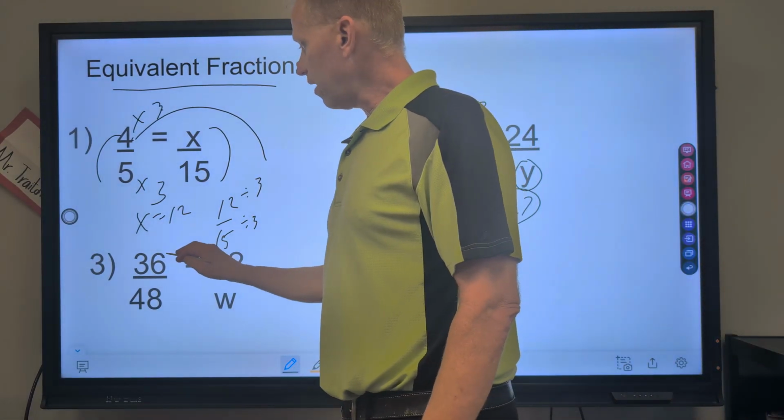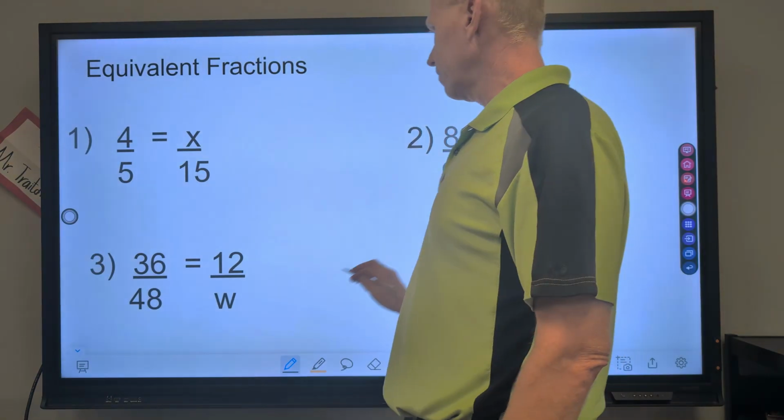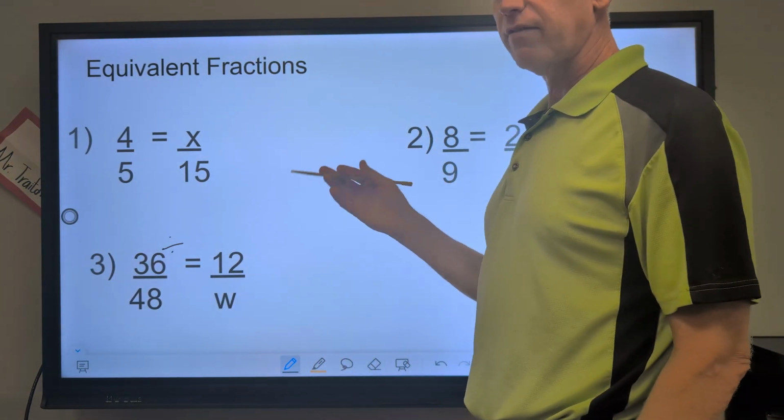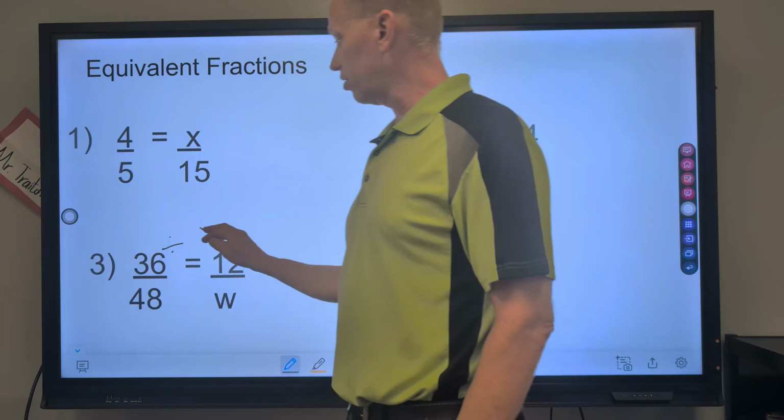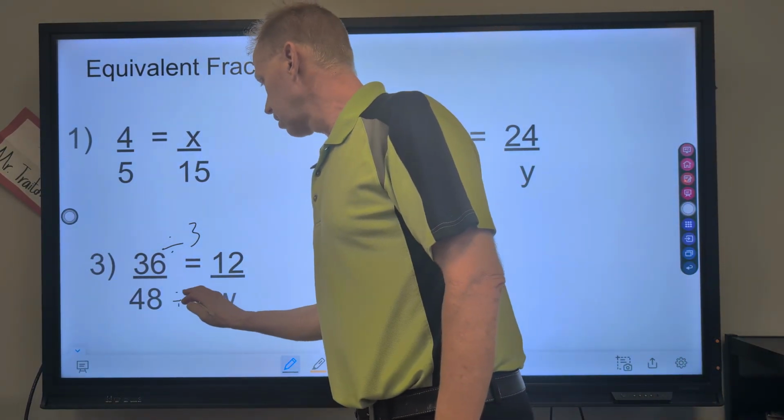Now, you might get a problem where you're not multiplying, you're dividing, kind of like reducing. So what divided by 36 gives you 12? And let me clean this up a little bit. What 36 divided by what gives you 12? The answer is 3. And so I divide the bottom one by 3.